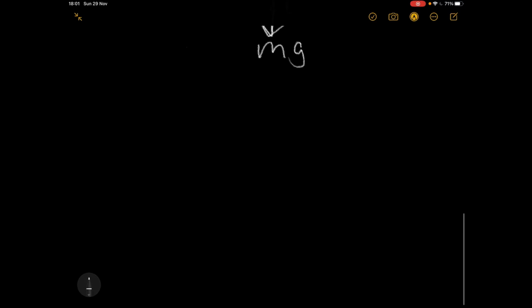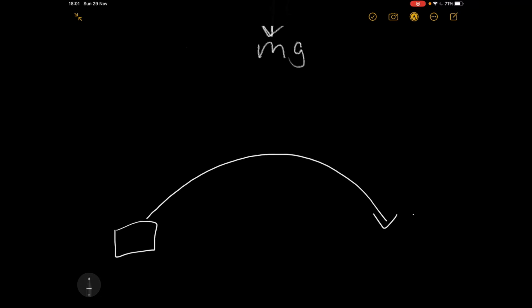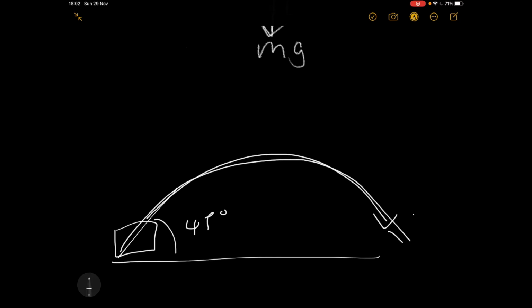One is if I throw something. Let's say I take this box and suddenly throw it like a projectile. You know how projectiles behave: you draw your angle, say 45 degrees, and it's going to fly like that.